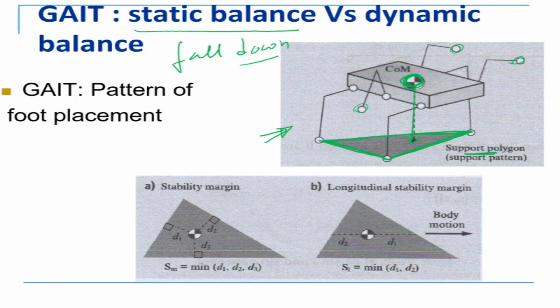So there are two margins of stability we talk about here. One is, if this is your center of mass projection, then the distance of the center of mass from each of the edges of the polygon, that's d1, d2, d3, we take the minimum of that. For example, if your center of mass comes here, this will become minimum. This means that you're coming towards a position where the center of mass can suddenly go out and it can fall. So this is something like a stability margin.